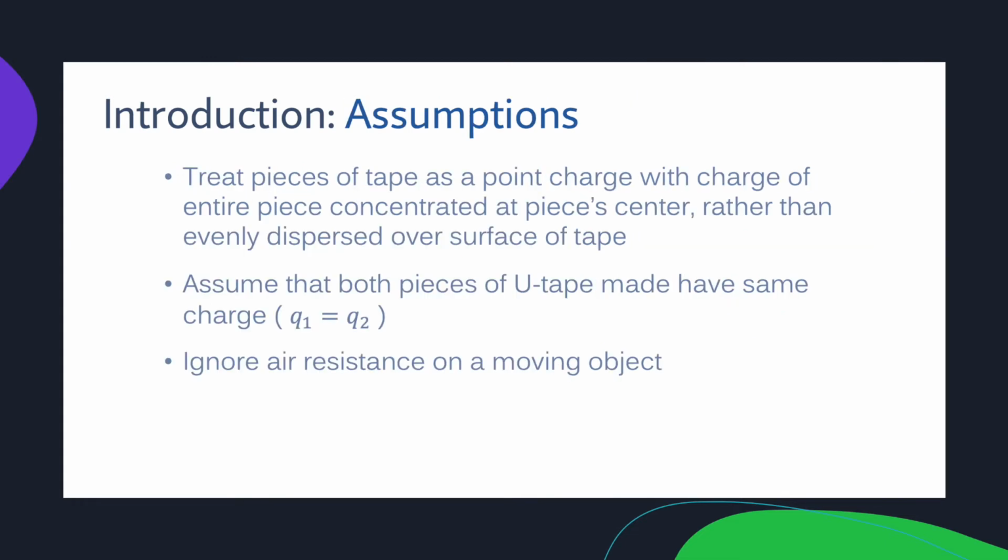In order to carry out calculations later in this lab, we had to make a few assumptions. First, that the pieces of tape should be treated as point charges, with charge and mass of the pieces of tape concentrated at their center. Next, we needed to assume that both pieces of U-tape have the same charge. And lastly, we needed to ignore air resistance on a moving object. Now, on to the experiment.